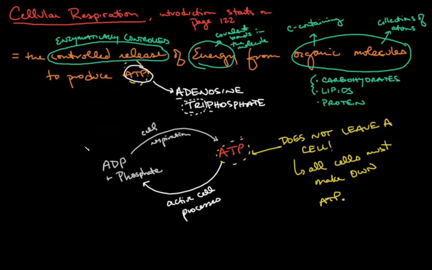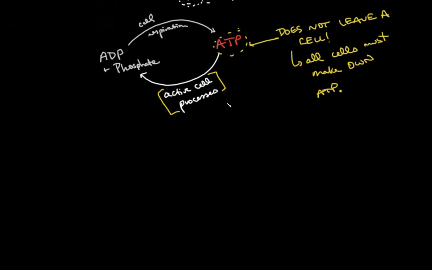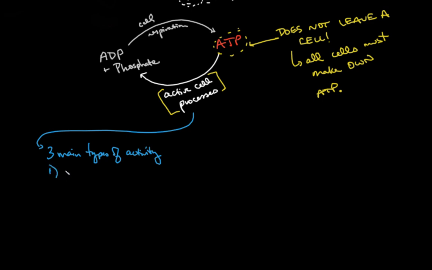So, let's talk about some of these active cell processes, so that you know what we're really talking about here. So I'm going to scroll down just a little bit. Use a different color. So some of these active cell processes. The book outlines this as 3. When I was in school, we learned it as 5. But these are the 3 main types of activity. And you need to know this list. If I were to ask you, what are the 3 main types of activity that require ATP? You would be able to list these.